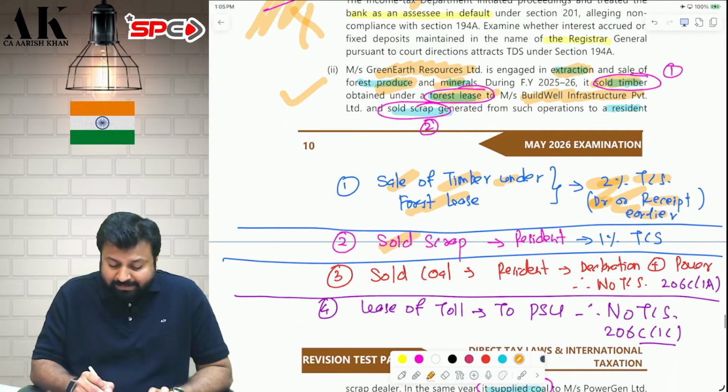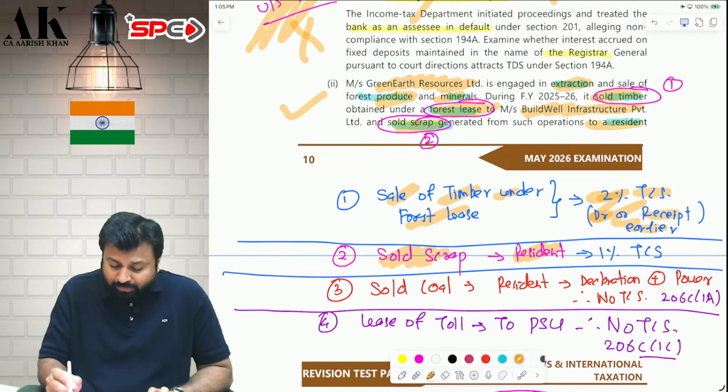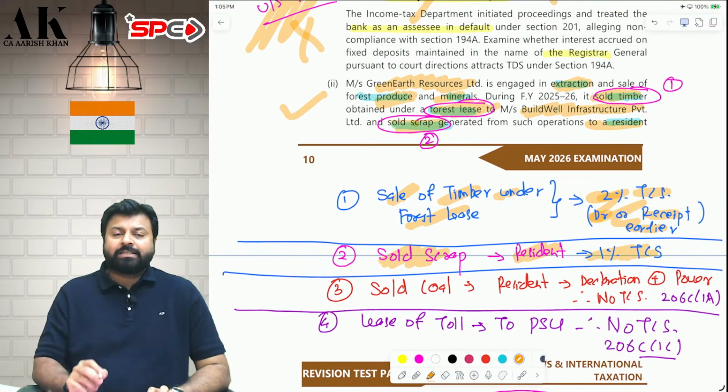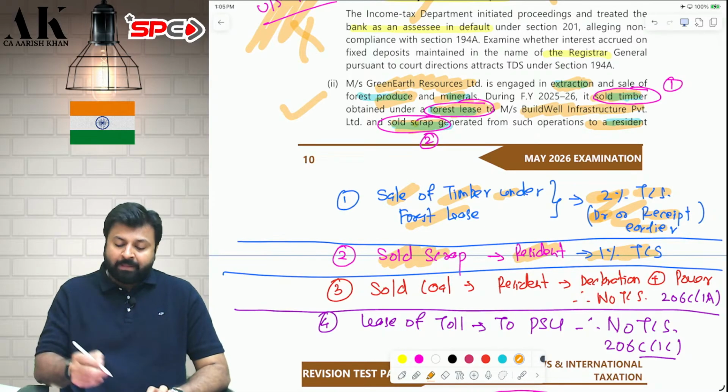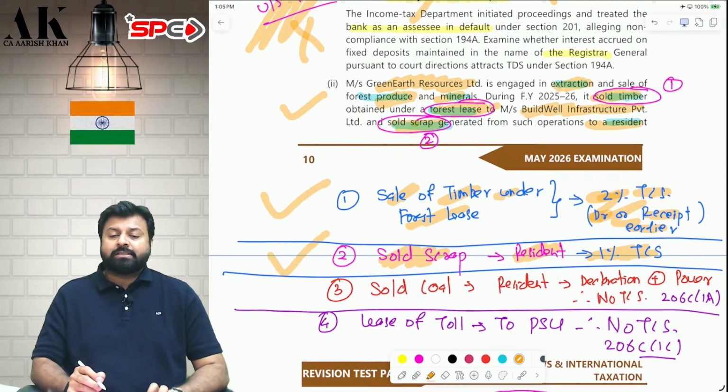Then there is some scrap which is sold by the assessee to a resident. Now, scrap is sold by the assessee to a resident. This will be subject to 1% TCS under 206C subsection 1. This is also covered in 206C subsection 1.